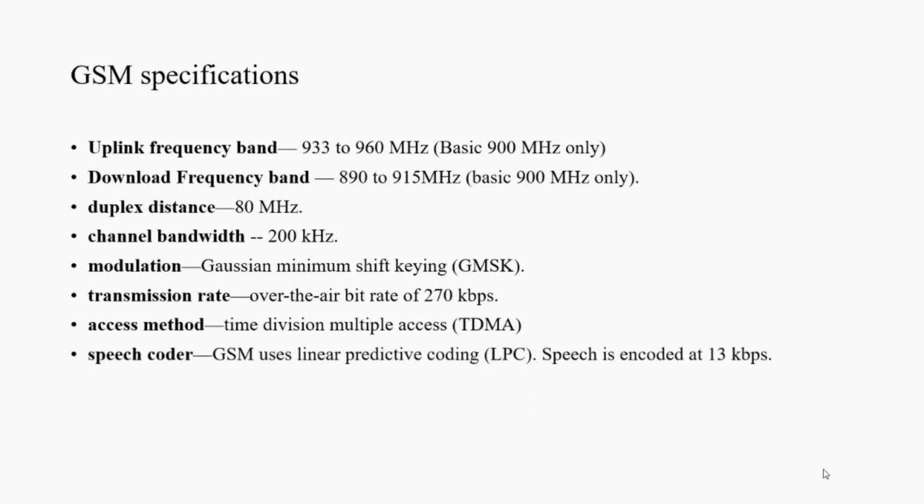The speech coder used in GSM is linear predictive coding, also known as LPC, in which speech is encoded at 13 kilobits per second. The purpose of 13 kilobits per second is that we can send data at the speed of 13 kilobits per second.